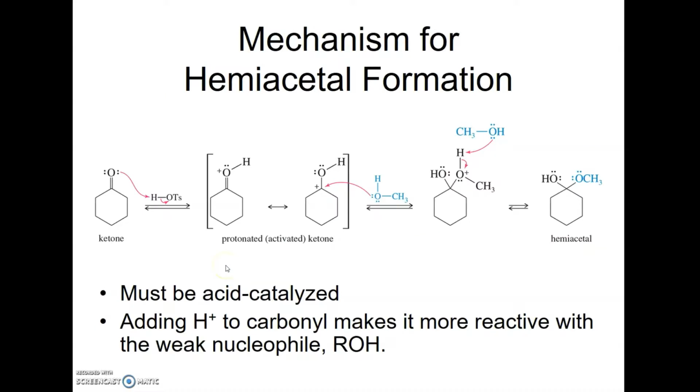Here is the mechanism for how to form a hemiacetal, meaning we are only adding one alkoxy group to the carbon. Again, as I mentioned previously, these reactions are supposed to be done in acidic medium, so you need an acid, and you have an acid in here. The oxygen is going to grab a proton and get protonated, and it's going to form this protonated ketone. This can stay in 2 different resonance forms, and this is the form that we're going to use for the mechanism.